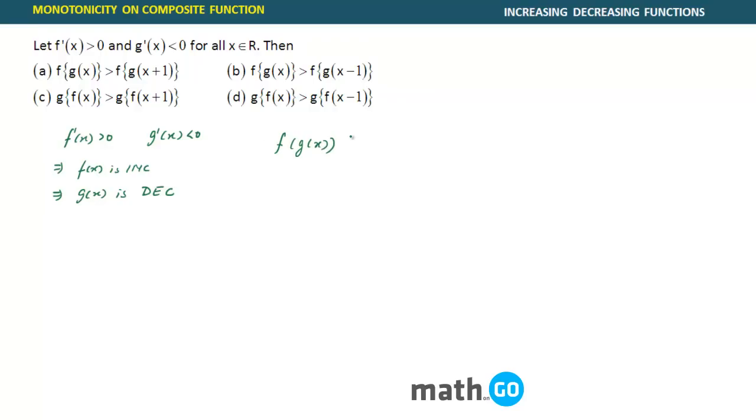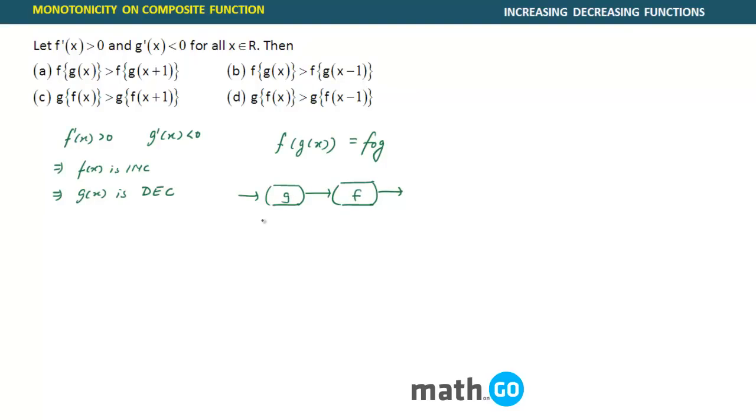Right, this is nothing but f of g composite function. So how will this function work? There are two machines, right? We have done this in functions also. This is the g machine and this is the f machine. This is f and this is g.